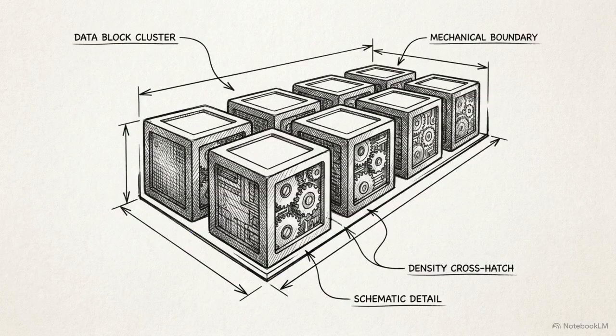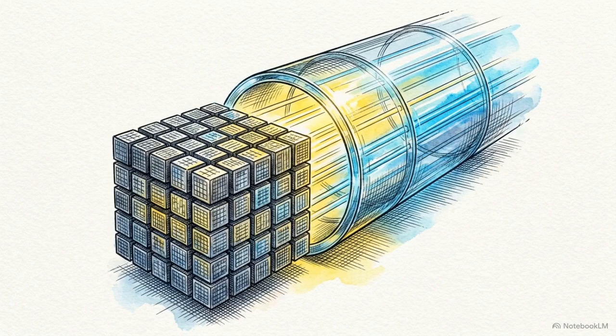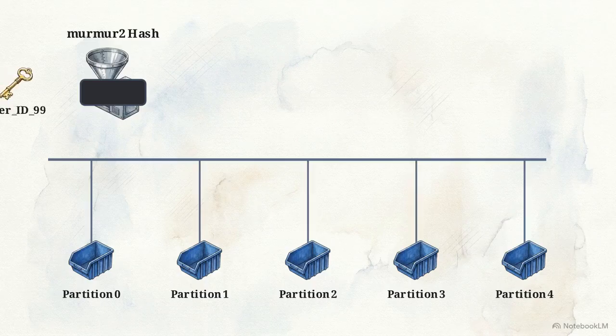If a payload has no key, the producer defaults to a sticky batching strategy, filling a batch for one partition before moving to the next. This maximizes compression efficiency and network throughput. If the payload has a key, the logic changes. In this diagram, the producer passes a string key through a murmur2 hash algorithm. The resulting integer routes the data block to one specific partition.